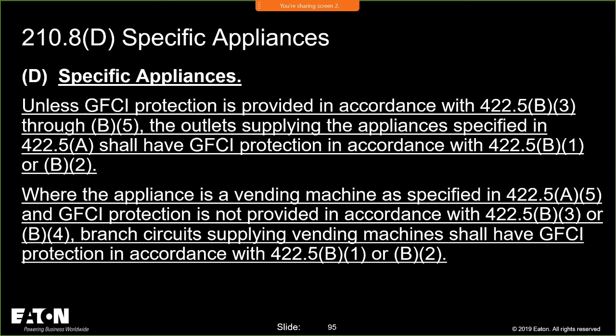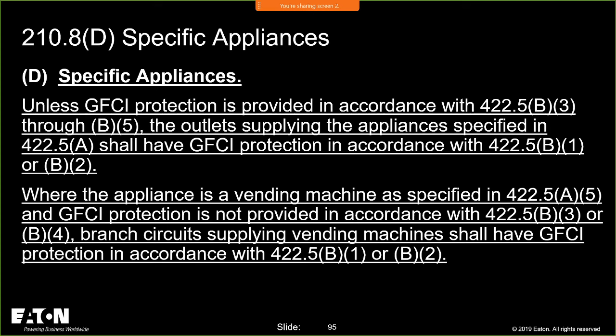And there's our language in D, specific appliances. So this is telling us, unless the GFCI protection is provided in accordance with 422.5, and it references 422 for appliances, where the appliance is a vending machine as specified in 422.5. So this is trying to align ourselves with what happened in 422. Remember, they don't say you have to; they give you options in Article 422. Now I have my opinions. I'm not going to deliver them here to you guys, but that's a soapbox I got. But 422 is looking at what they can do from an appliance perspective. We just tried to make changes to align and correlate with that.